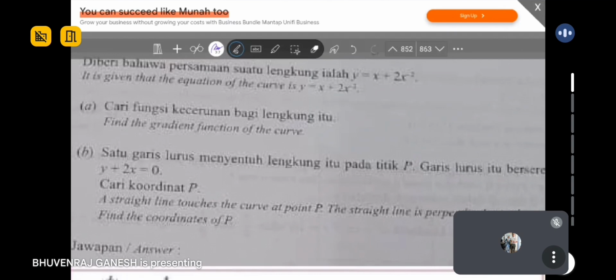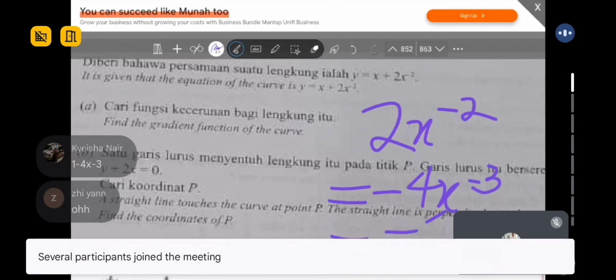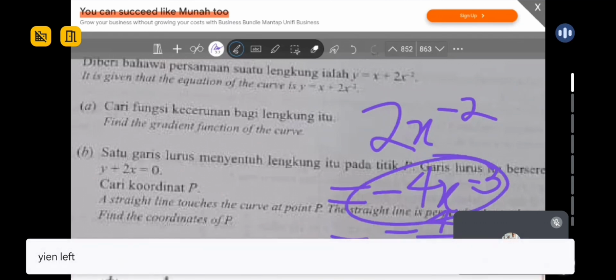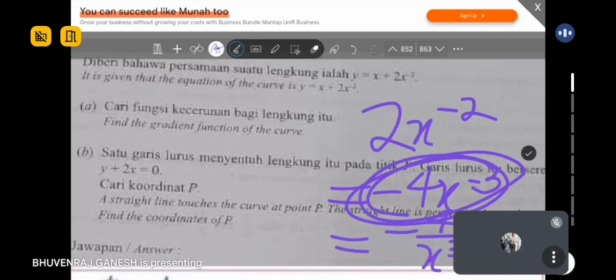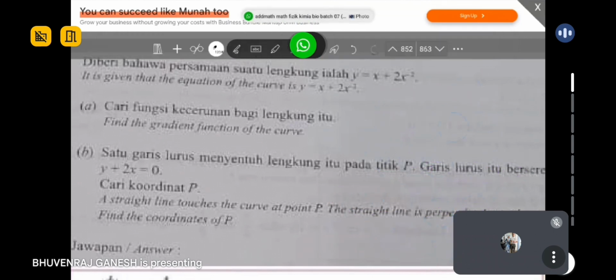Zian, did you make a mistake? See the question? The answer is 1 minus 4 over x cube, guys. Okay, because x, when you differentiate, you have 1. Bezakan x, 1. Differentiate 2x power negative 2, you have negative 4x power negative 3. Okay, this is the answer. Okay, so you will get, or you can write like this. Boleh tulis macam ni. Okay, if you leave your answer over here, right guys, kalau kamu tinggal jawapan kat sini pun boleh. Tak ada masalah. It's still the same. Okay, so you still get the mark.